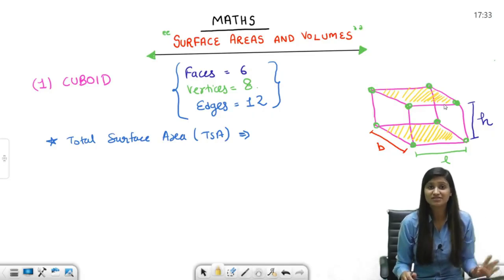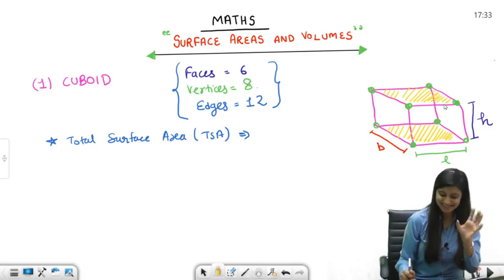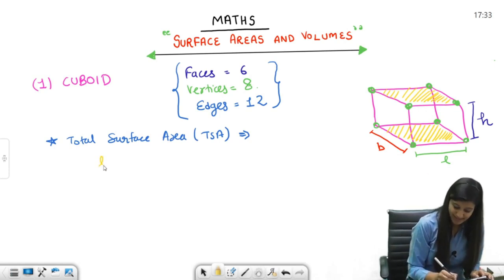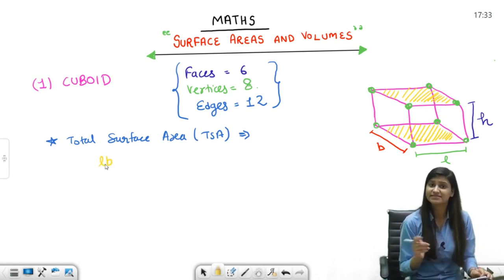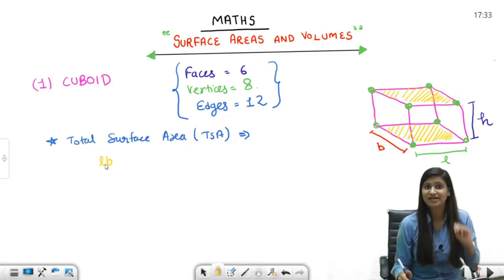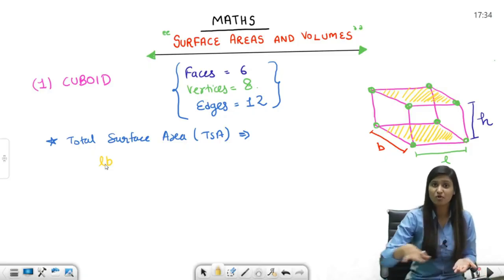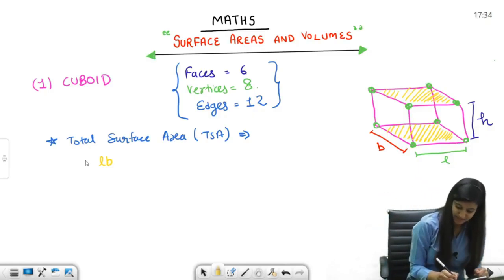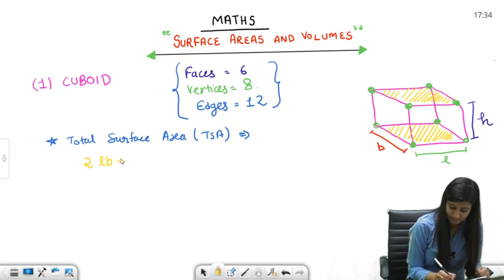We already know this from our childhood that the area of rectangle is length into breadth. So I write LB. 2 times LB, not self LB. 1 LB for the bottom one, 1 LB for the upper rectangular face. So 2 times LB plus.